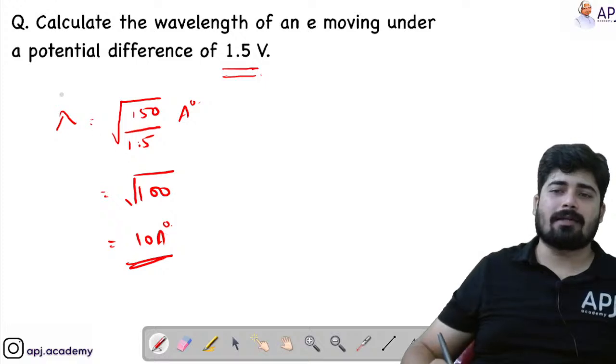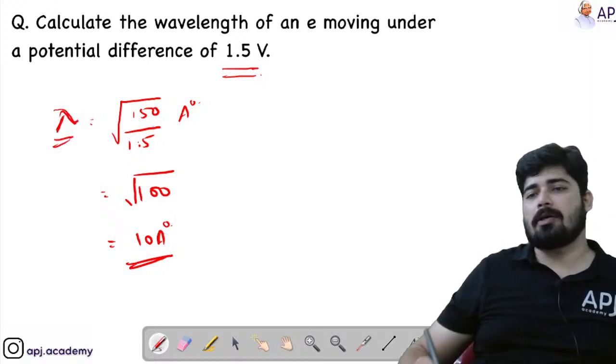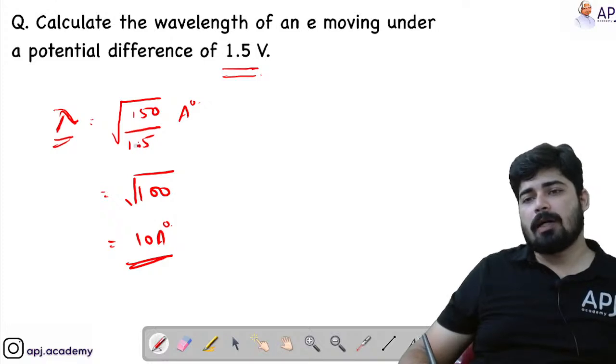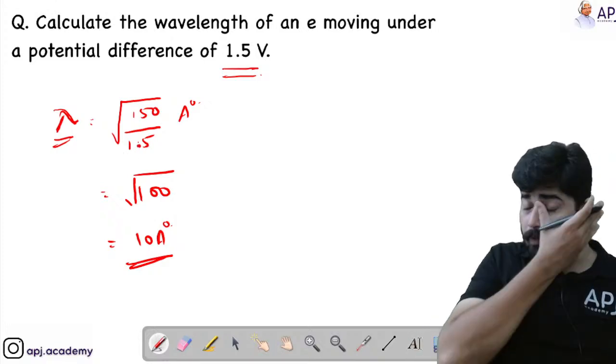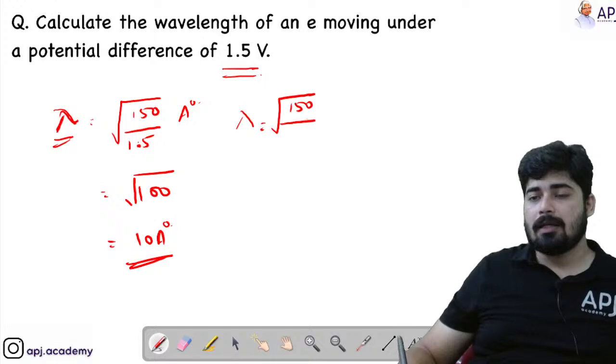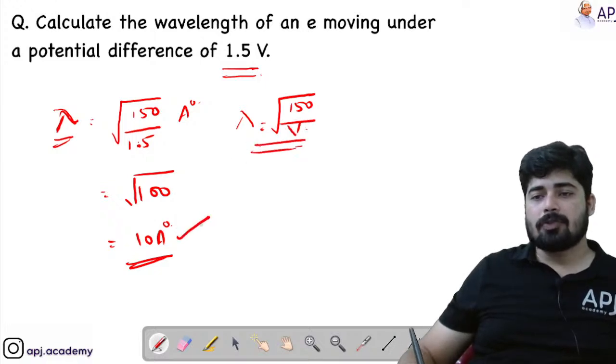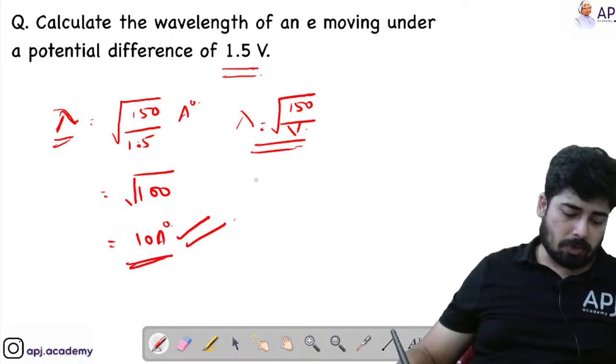So simple as that. Why did we get it so simply? Because we know the formula, lambda is equal to root of 150 by the potential difference. We have studied that lambda is equal to root of 150 by V, the potential difference. So by applying the value, we straightaway got the answer in just 2 steps.